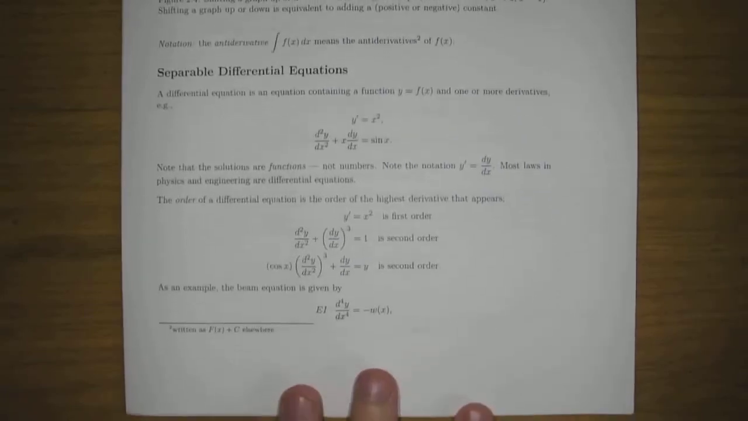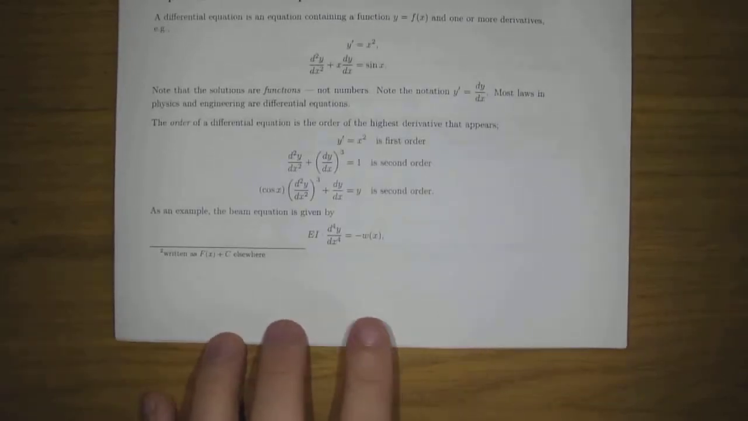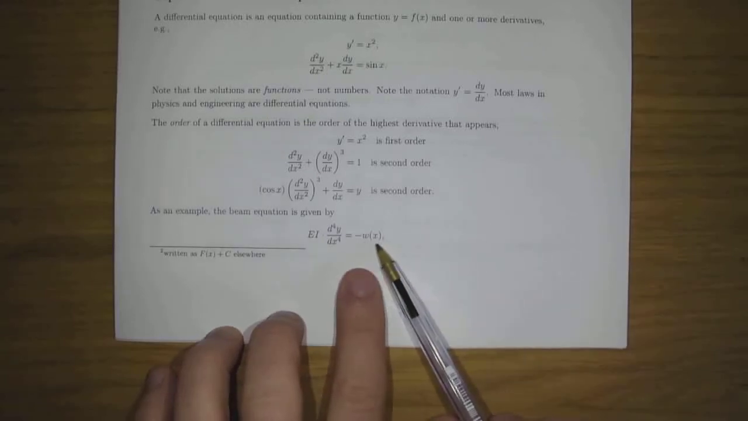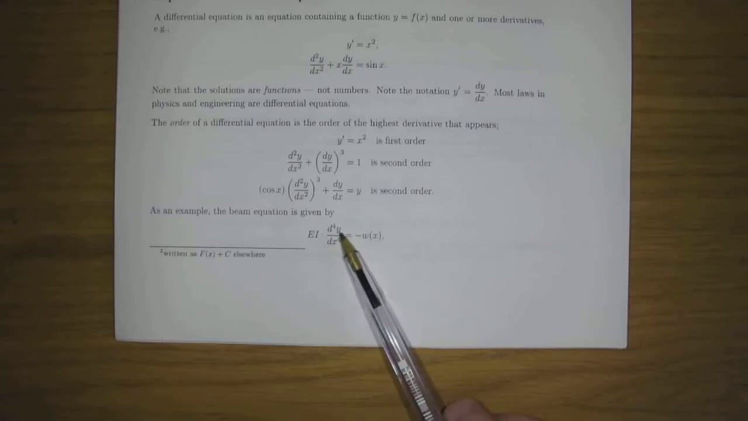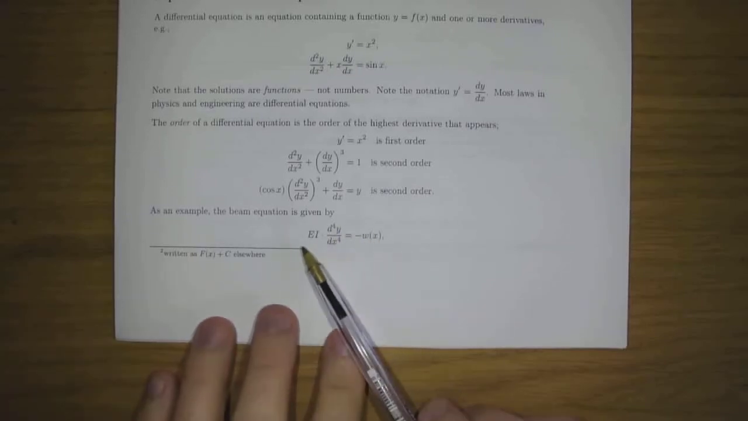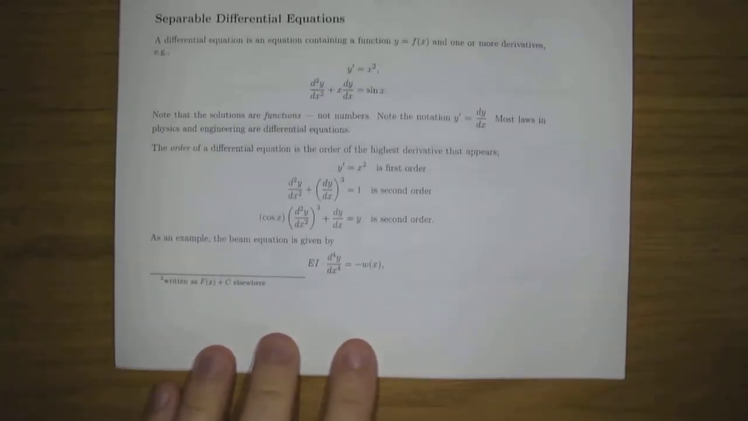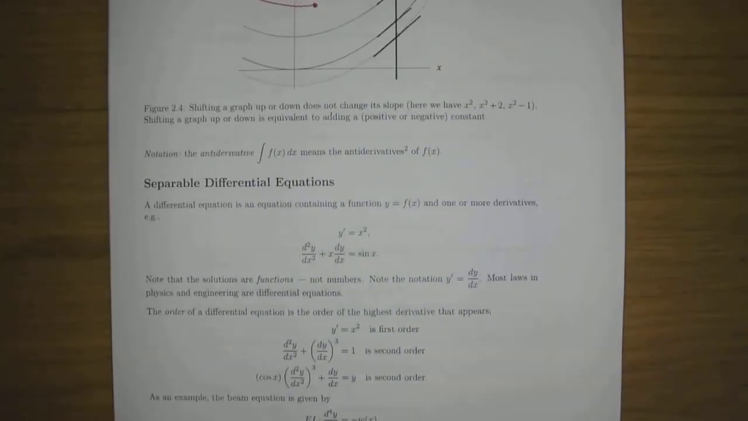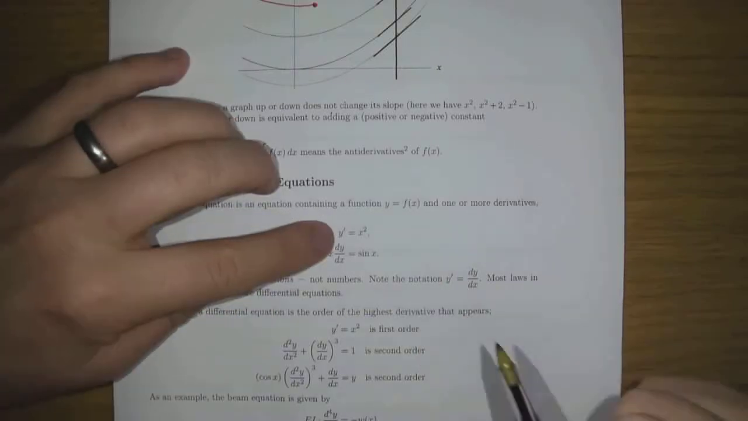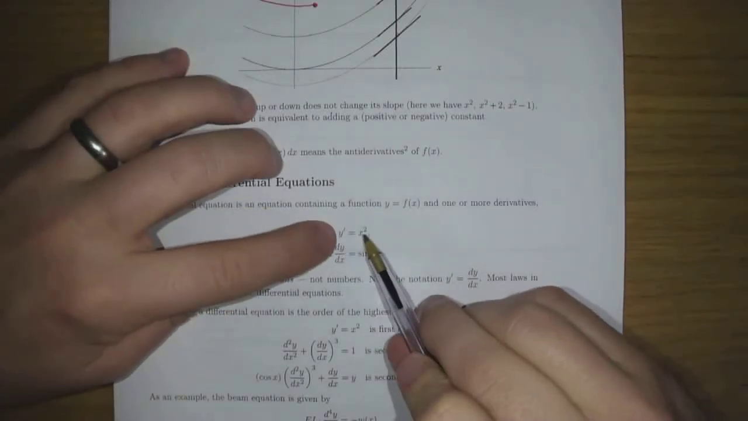So for example, the beam equation expressing the relationship between the load on the beam, load per unit length, the Young's modulus, the second moment of area, the distance along the beam, and the deflection is given by a differential equation. So the differential equations that we're going to be looking at are technically very, very easy. So for example here, the first derivative is equal to x squared.